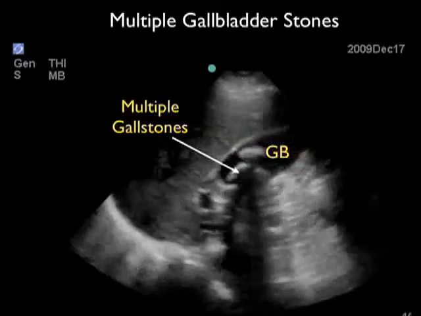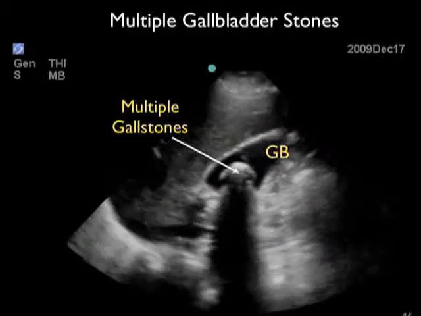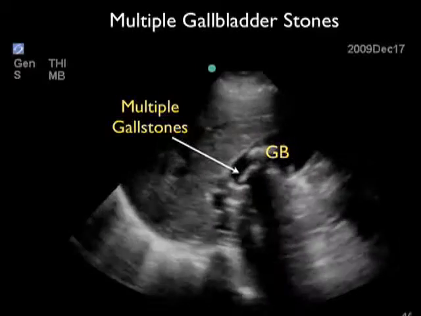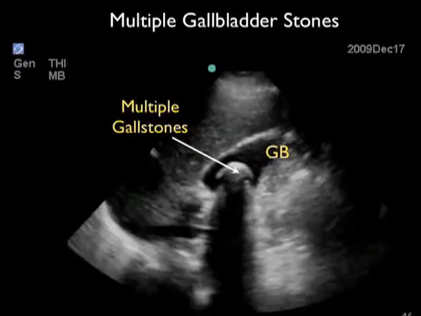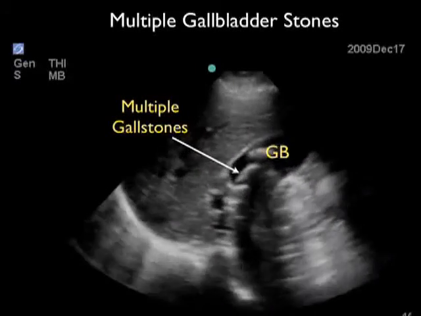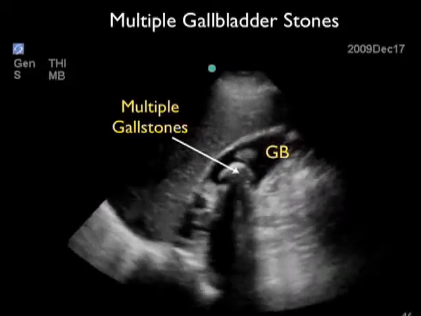So the end result of cholesterol deposition within the gallbladder forming multiple stones within the gallbladder lumen. And we can see here as we scan back and forth the multiple hyperechoic foci with a posterior acoustic shadow.